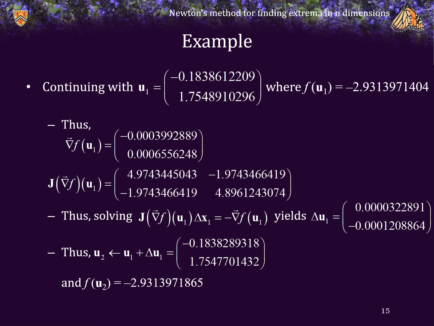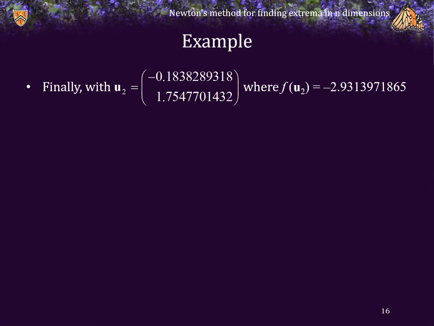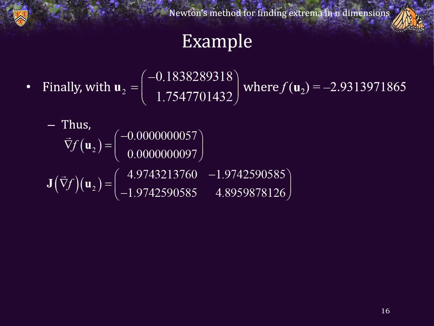So we seem to be really, really close to the minimum. My apologies. Finally, with u2, we can have that point. We have the function evaluated at it, and we can once again evaluate the gradient at that point, and we can also find the Jacobian at that point. You'll notice the Jacobian hasn't changed much.